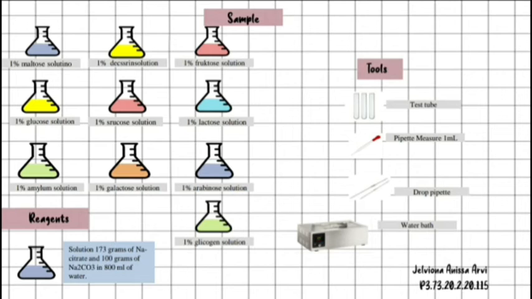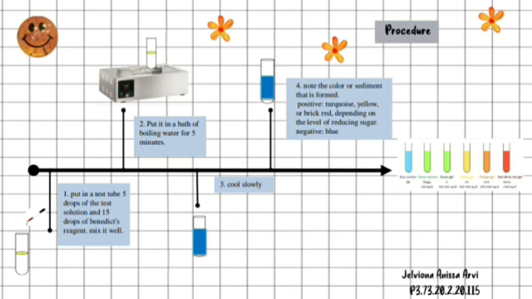And the tools: there are test tubes as a place for the two solutions to react. You can label the test tubes according to the names of the solutions. Pipette measure and drop pipette to move the solution from one container to another, and a water bath to heat the solution. And now the procedure, or the steps, of the Benedict test.